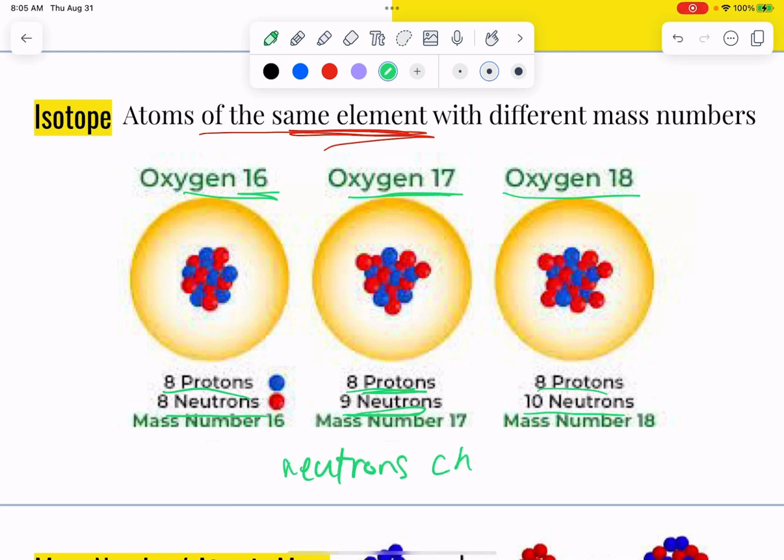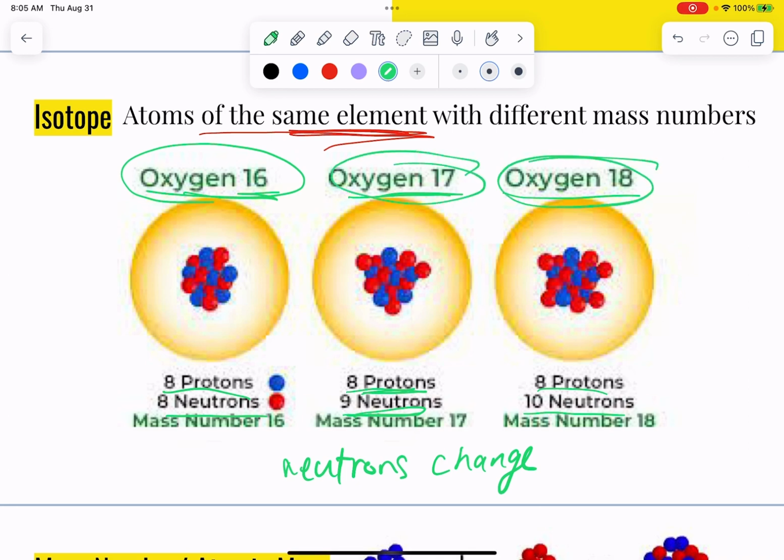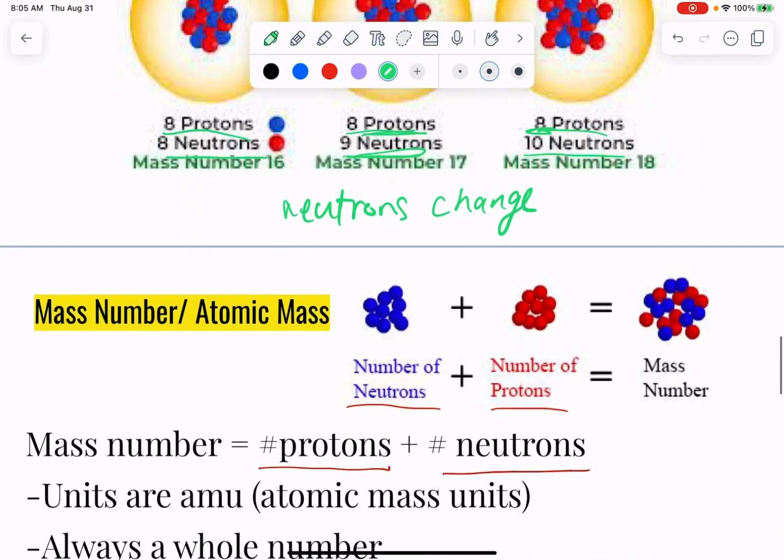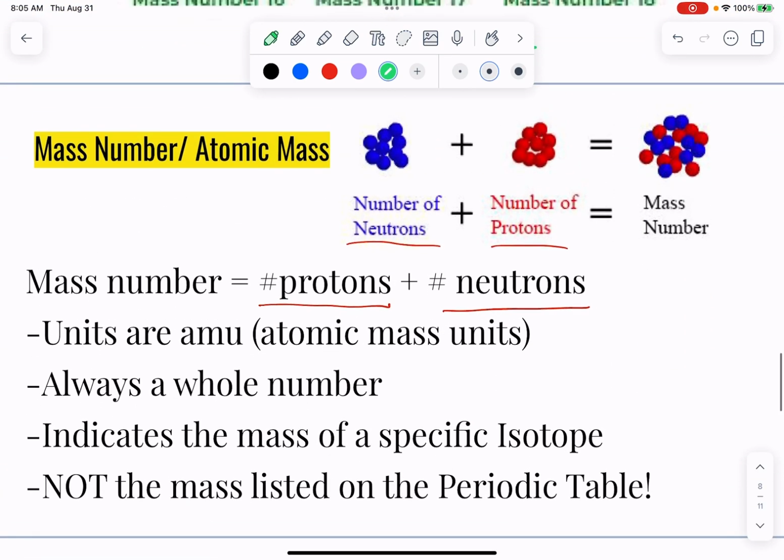Again, this is because the number of protons determines the element. So if I have oxygen with different mass, it has to be oxygen each time, and oxygen is element 8 on the periodic table. So we'll always have 8 protons, and the number of neutrons is what changes to give each of these isotopes a different mass.